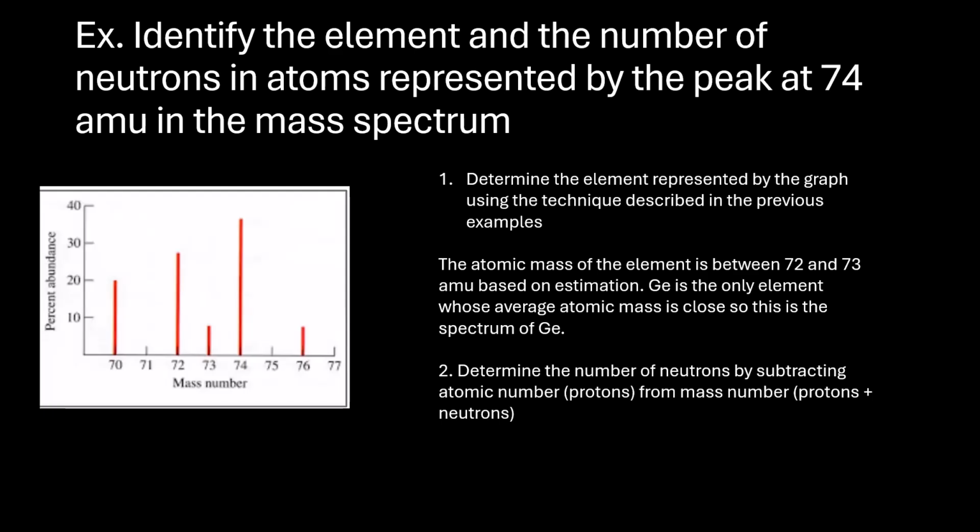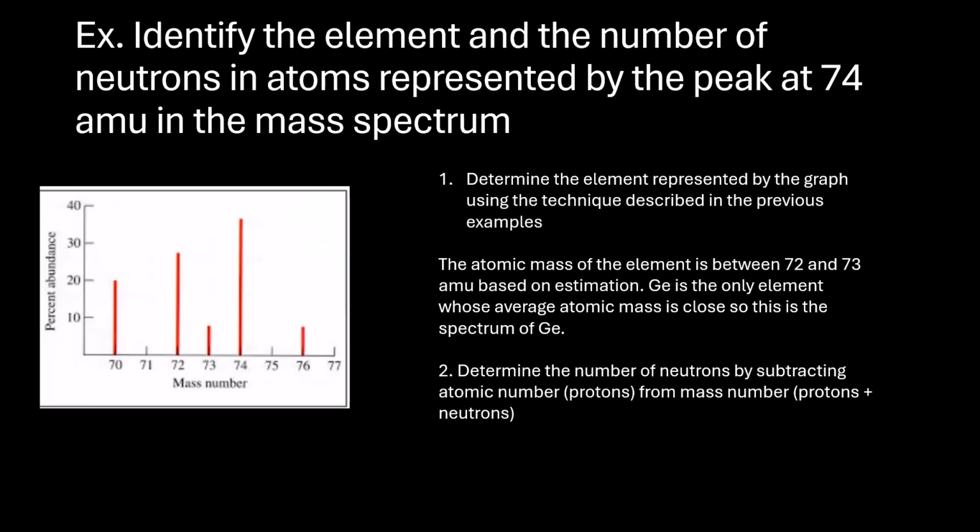And so, to answer question number 1, you're going to want to articulate your findings. What I wrote for that answer is: the atomic mass of the element is between 72 and 73 AMU based on the estimation. Ge is the only element whose average atomic mass is close to this, so this is the spectrum of germanium.